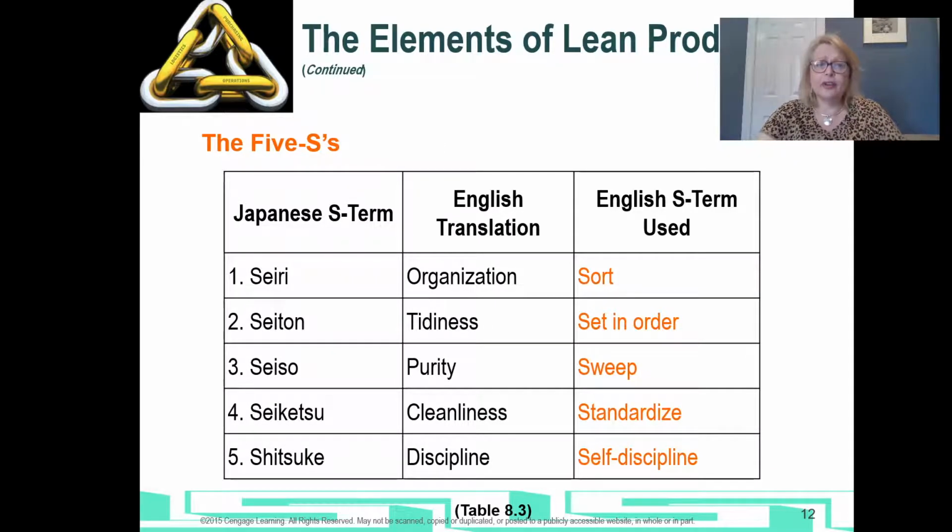All right, this is also on your test. In Japanese, these 5 words that you see in column 1 under Japanese S term are known as the 5 S's. And these have been translated into 5 S's in English. So not exact, but what they're basically about is being organized, tidy, keeping things clean, and keeping things very disciplined about how we do things. So you can see on the right-hand side, sort, set in order, sweep, standardize, and self-discipline. So that's what the 5 S's are. These are all part of lean.